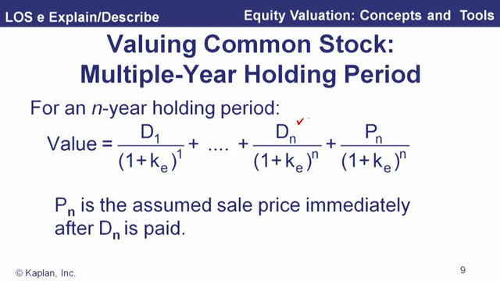So here we're just saying, given our required rate of return on equity, which is the appropriate discount rate here, we take the present value of all the dividends, and then immediately after DN is paid, we're going to sell the stock for PN. So we take the present value of all those cash flows, and that's the value of our shares.